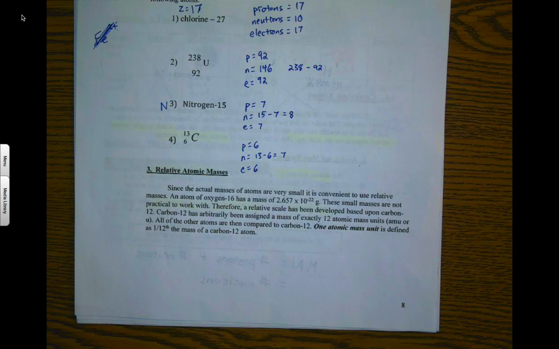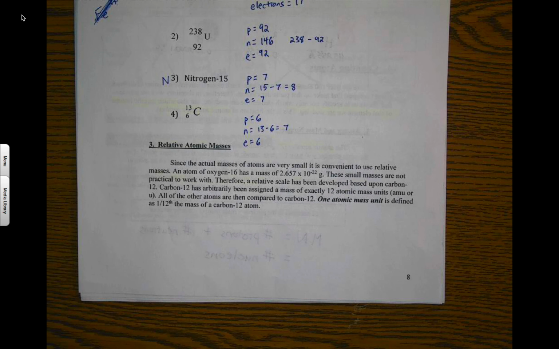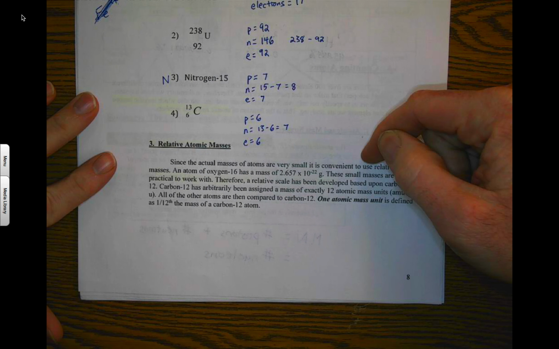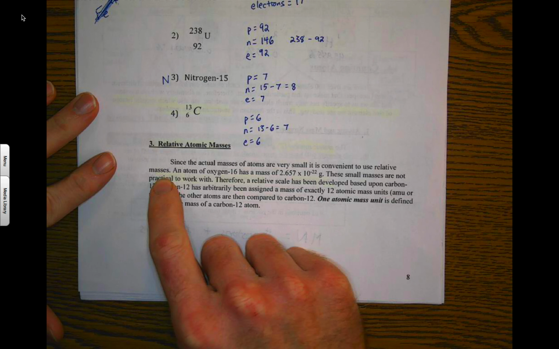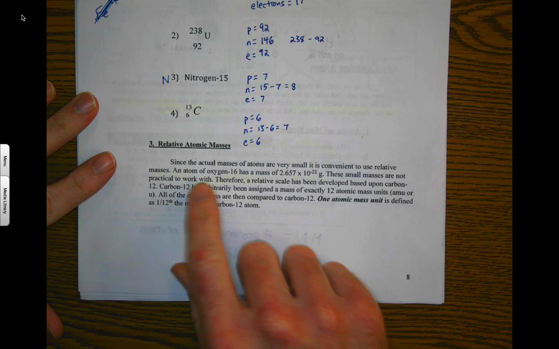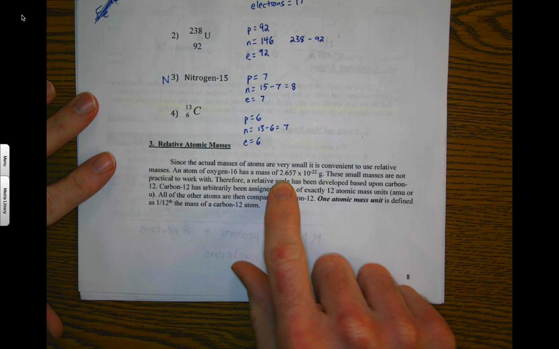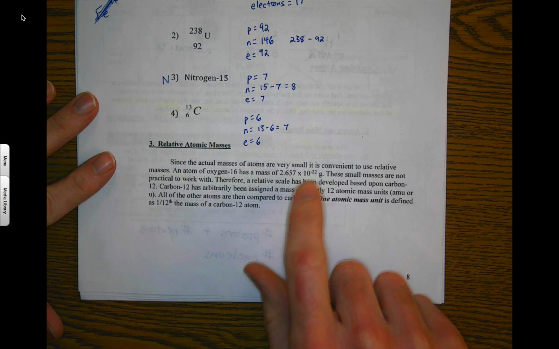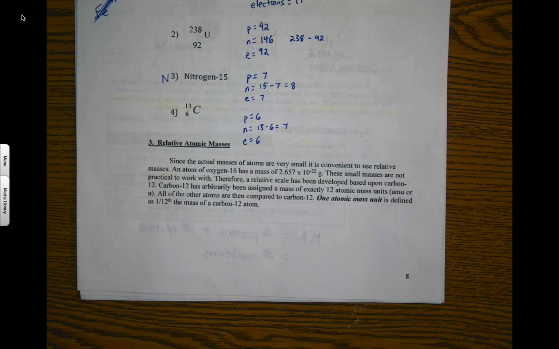So we're going to look at the relative atomic masses. Now, down at the bottom of our notes on page 8, we'll see that since the masses of atoms are very small, it's convenient to use relative masses. Okay, so oxygen 16 has a mass of this, and this is really cumbersome. So we don't want to use this anymore. We want to use something with a little bit fewer numbers.